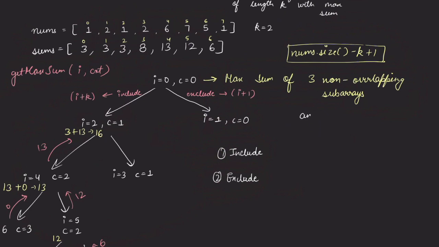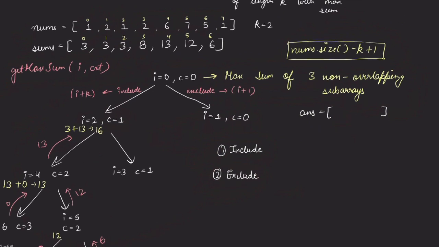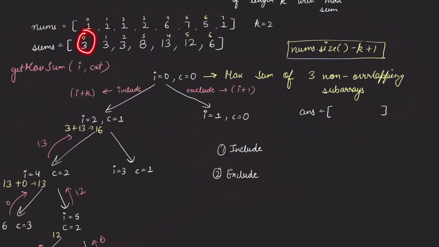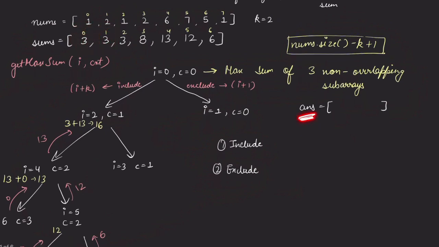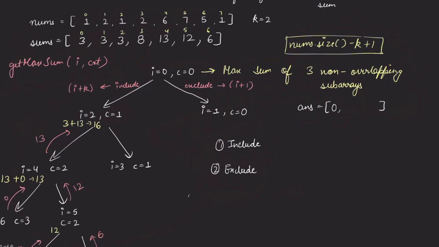right? So basically we can create an answer vector, right? It will be of size 3, and in this we can store our answer, right? So whenever including that particular index is giving me a sum greater than the scenario where I am not including it, I will include this particular index in my answer. So let us suppose if starting a subarray at index 0 is giving me a sum greater than if I consider from index 1, then in my answer, I will put the index 0 and I will increment my index to I plus k, right?